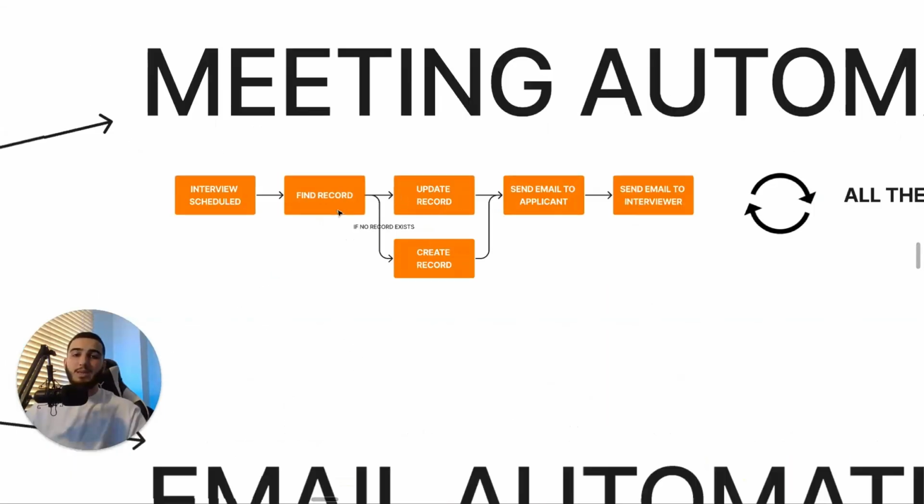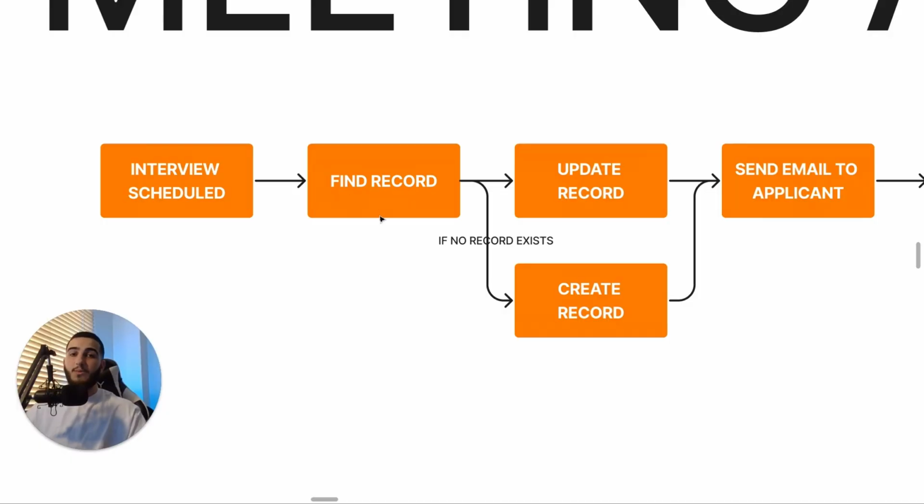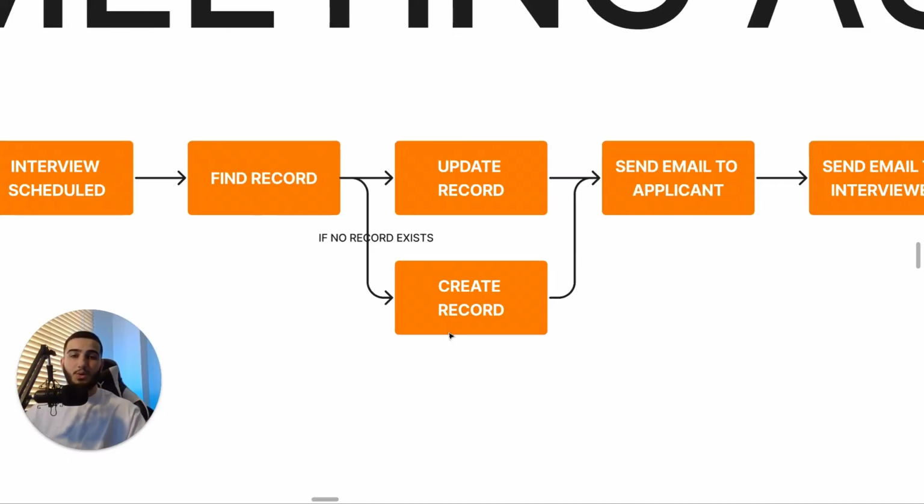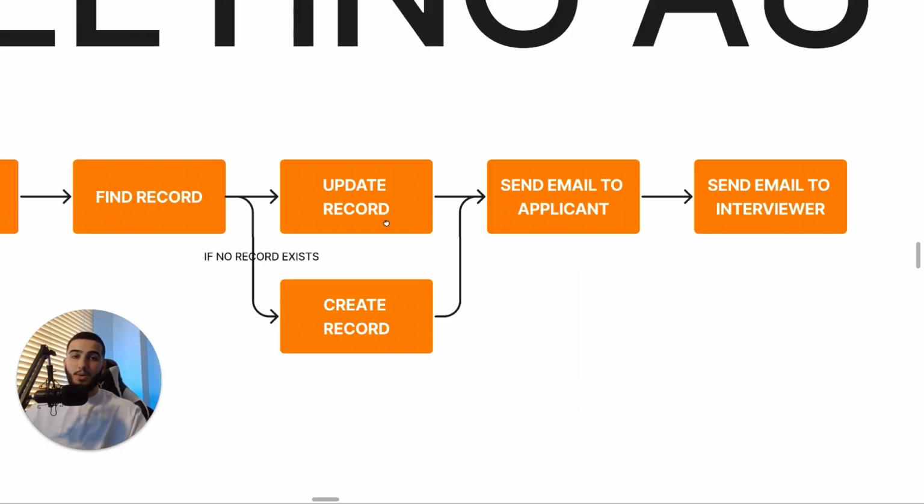Firstly, you could have a meeting automation. You can integrate something like Calendly, so whenever an interview is scheduled, it will find the applicant record. If no record exists, it will create one. If it does already exist, it will update it, send an email to the applicant and also send an email to the interviewer, as well as updating those different databases that we built in the first step.